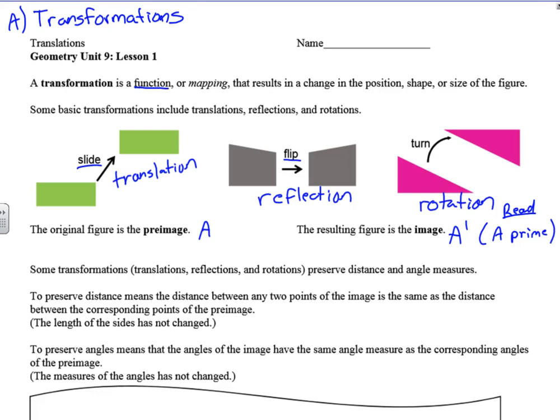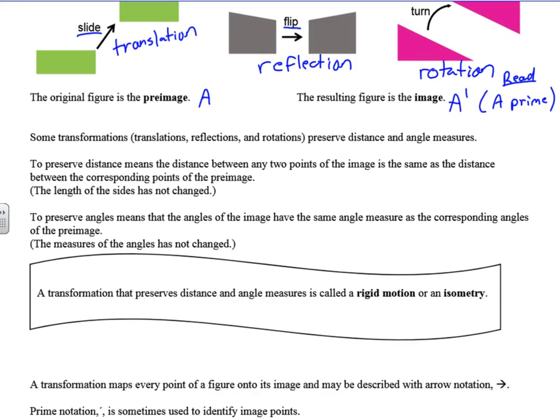Some transformations preserve. What does it mean to preserve? It means keep the same. So translations, reflections, and rotations preserve distance and angle measure. To preserve distance means that the distance between any 2 points of the image is the same as the distance between the corresponding points of the pre-image. In other words, the lengths of the sides have not changed. So the key phrase for us here is preserve distance.